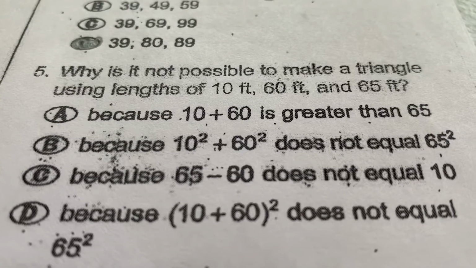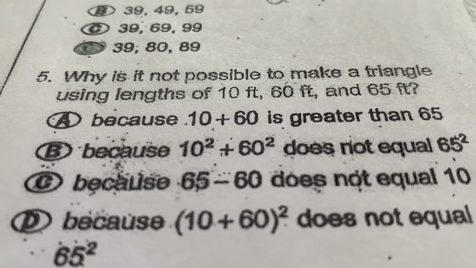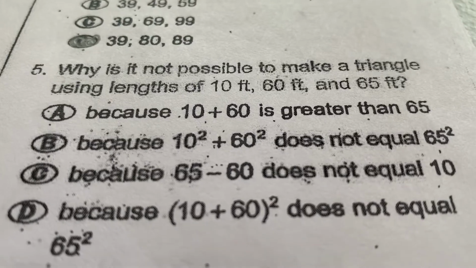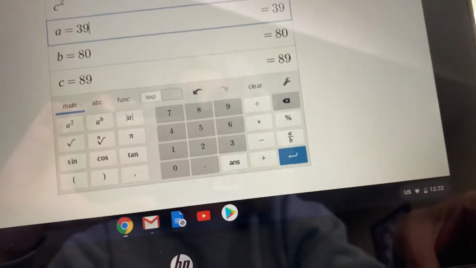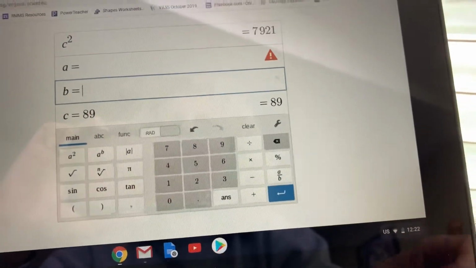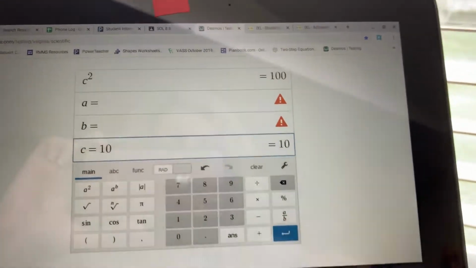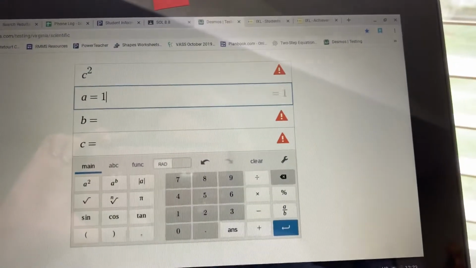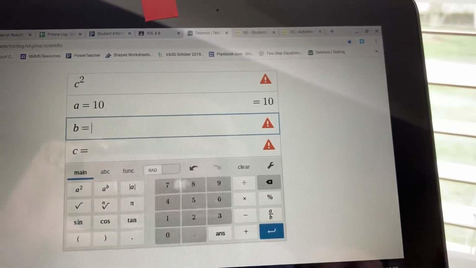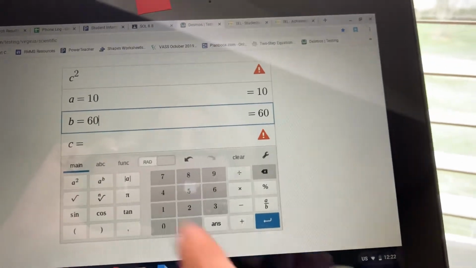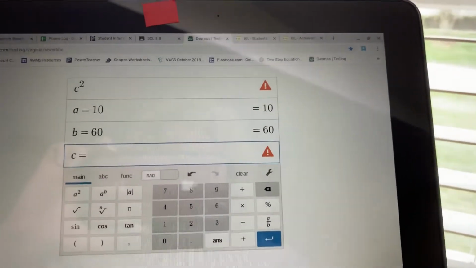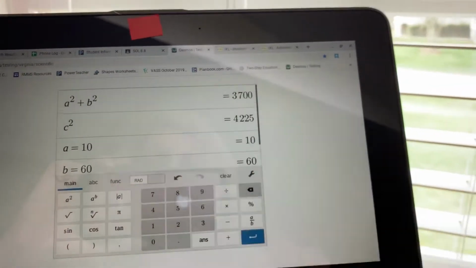Okay, number 5, it says, why is it not possible to make a triangle using the lengths of 10, 60, and 65? All right, so let's go back up here, and we're just gonna change our A, B, and C, and we're gonna see what happens when we put those 3 numbers in. So let's get rid of these, and let's type in 10 for A, 60 for B, and 65 for C. All right, so when we do, we get those two numbers, okay? And let's look what it says.